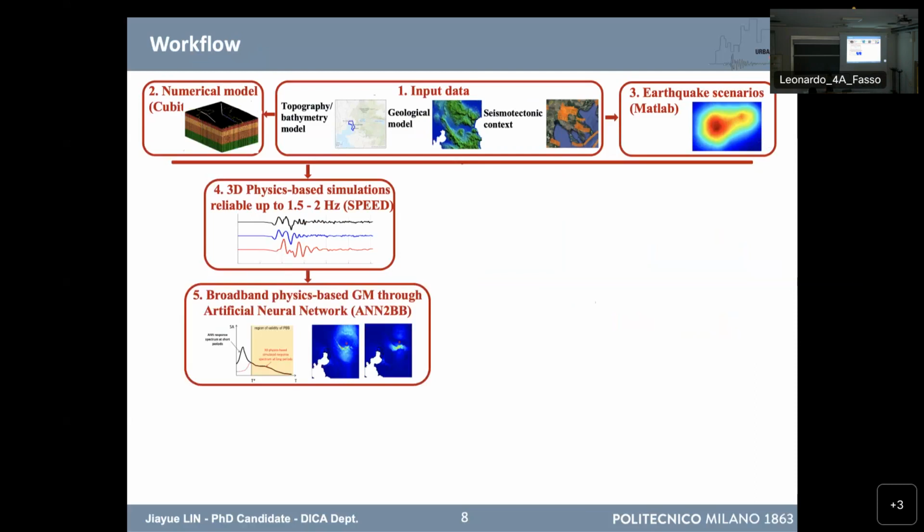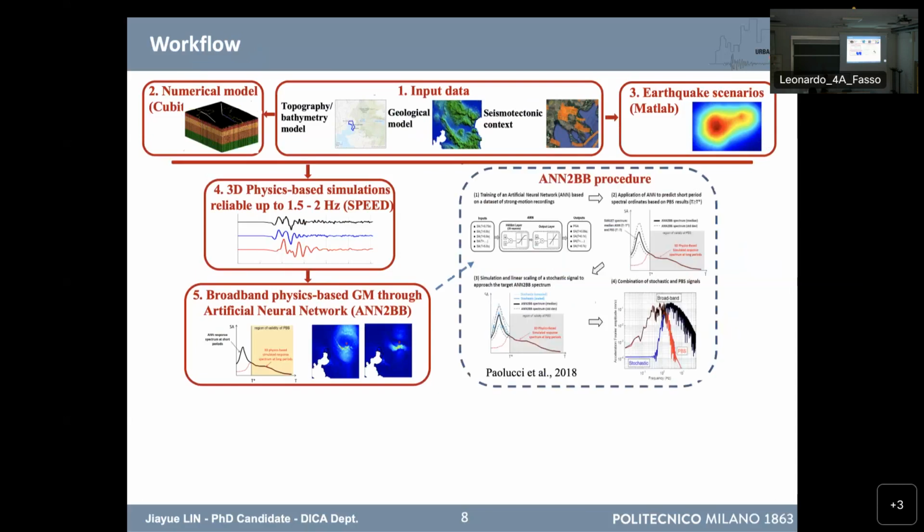And since we get this reliable result at low frequency, and for general use in engineering we need a broad frequency range, we apply an artificial neural network to generate the ground motion at high frequency. And here I give a brief procedure of this ANN to broadband method. Simply saying, we trained on a lot of data to build a relationship between the low frequency and high frequency. And since we have already got the low frequency from the SPEED method, we apply this trained data set to predict the ground motions at high frequencies. So simply, this is the ANN to broadband method. I hope it's clear for everybody.